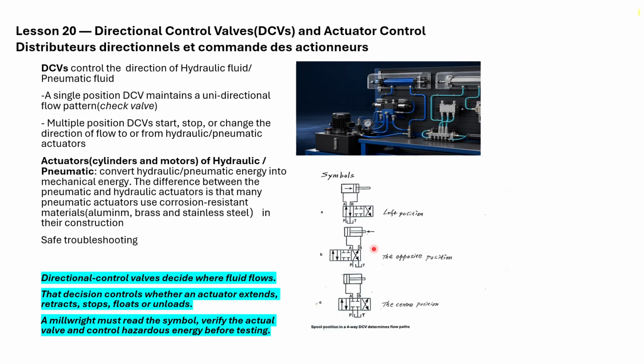A direction control valve decides where fluid flows. That decision controls where an actuator is extended. A millwright must read the symbol. Here, I give you a symbol. Verify the actuator and valve, and control the hazardous energy before testing.